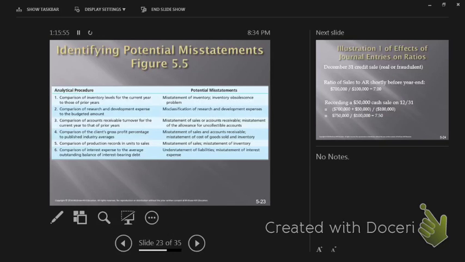So inventory, what's the problem? Misstatement of inventory: obsolete, it's not there. So that's what your procedure is trying to figure out. Obviously that one's probably the most common one, but you get into harder ones sometimes, like comparison of research and development expense to budget. Well, you're misclassifying research and development as an expense. R&D is not necessarily an expense. So you've got to look and see how that's being classified.